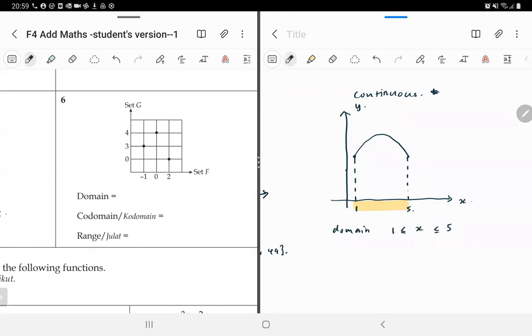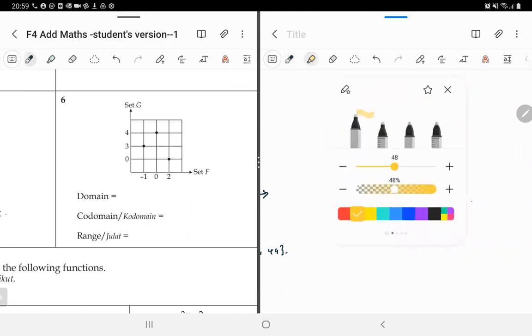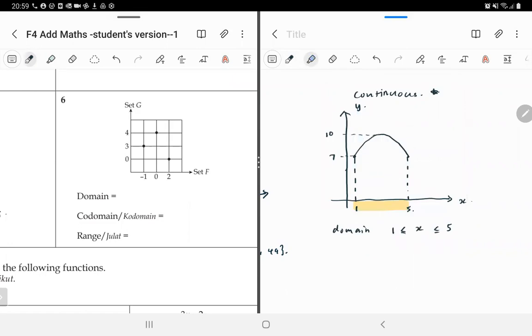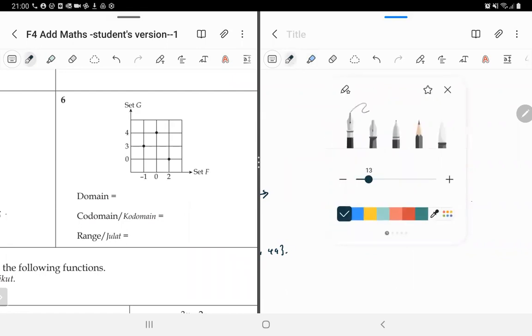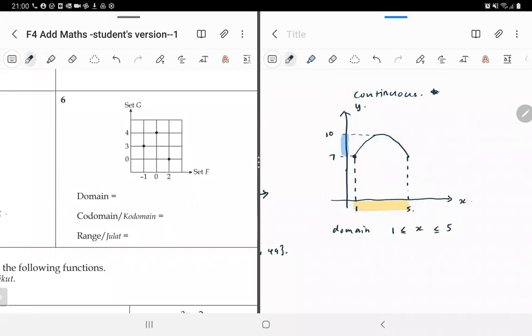Okay, 1 to 5. And if the horizontal one, the maximum point here is, let's say, 10, and this one, let's say 7. So the codomain will be the y value, right? It will be the vertical range here. Because it starts from this point and the maximum is 10 here, we say that the codomain will be from 7 to 10.